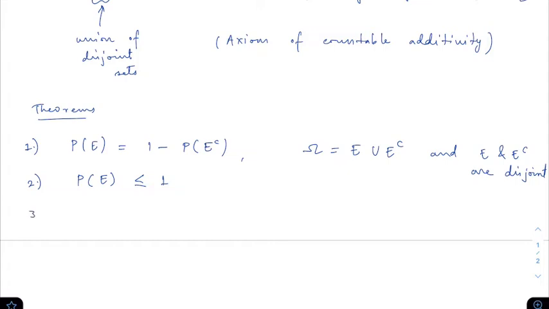The next is that P of an empty set or null set is 0. What this basically means is that when we do an experiment, the probability of nothing happening is 0. So we'll get some outcome.